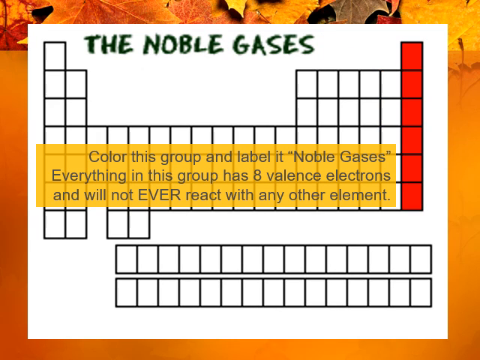The last group is the noble gases, and they do not react ever. The word for a chemical that does not react is inert, I-N-E-R-T. They are inert and they don't react with anything. This means they don't even catch fire. They can't even burn because burning is a chemical reaction. They can't even do that.